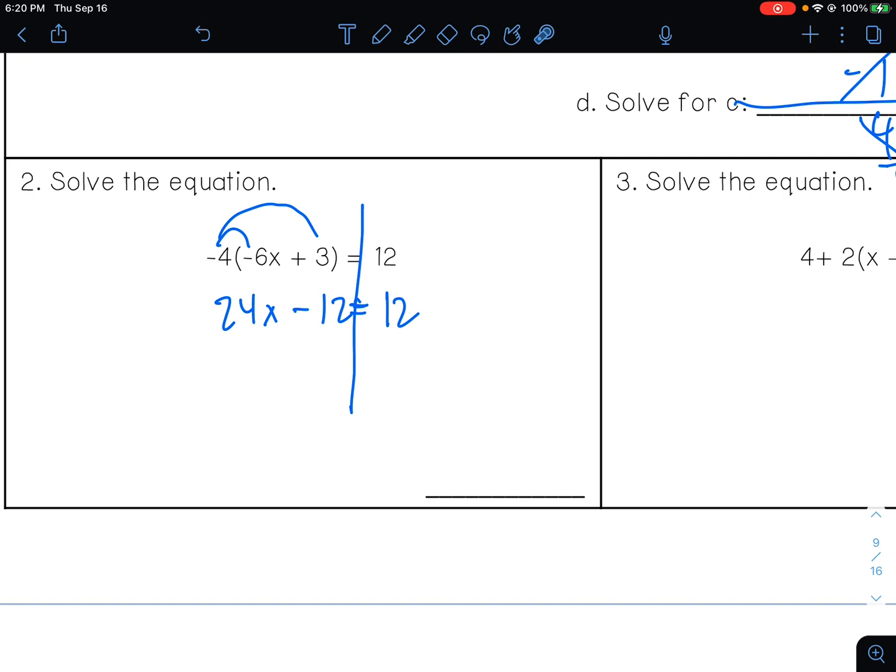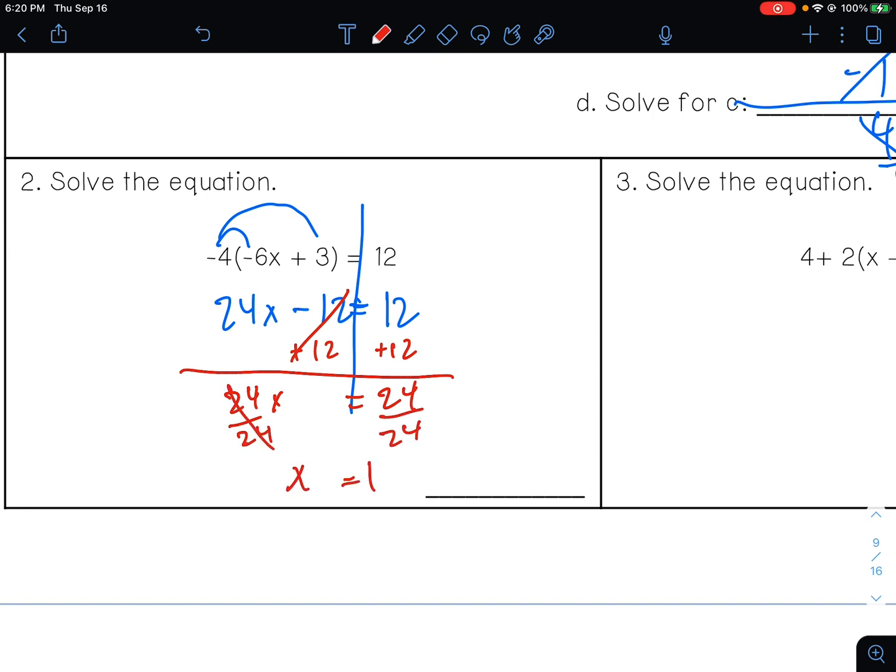Combine like terms, if we have any. Nope, nothing on this side, nothing on that side. So we just start solving. Subtract 12. The opposite of minus 12 is plus 12. Plus 12 over here. Whoops, that's 21, not 12. Cross that out. 12 plus 12 is 24. Bring down the 24x, and 24 divided by 24, well, should be kind of obvious. X equals 1. That's our answer.